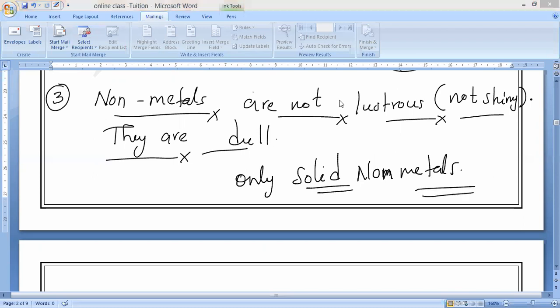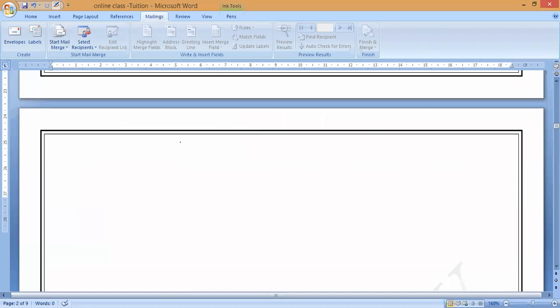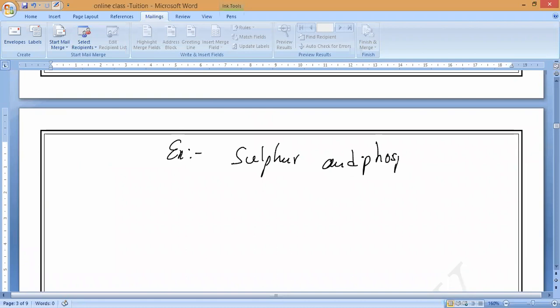So if we take, for example, two non-metals, what are the examples of dull in appearance? Sulfur and phosphorus. You should remember that. Phosphorus is dull in appearance, so they do not have any kind of shining surface. That is you should remember it.